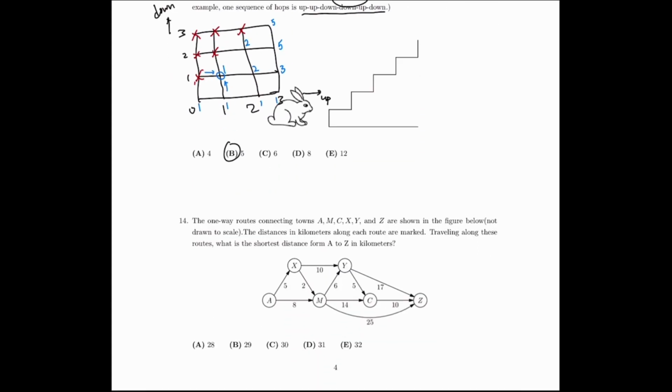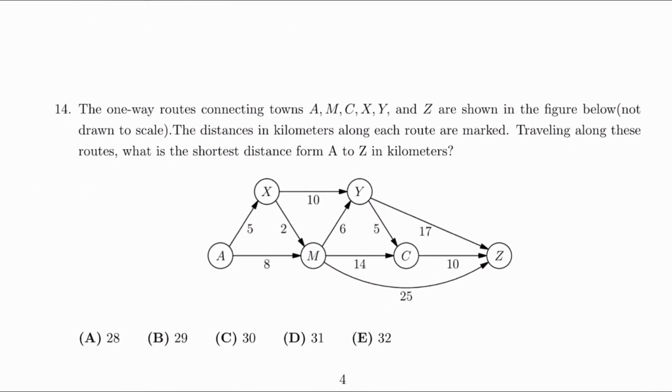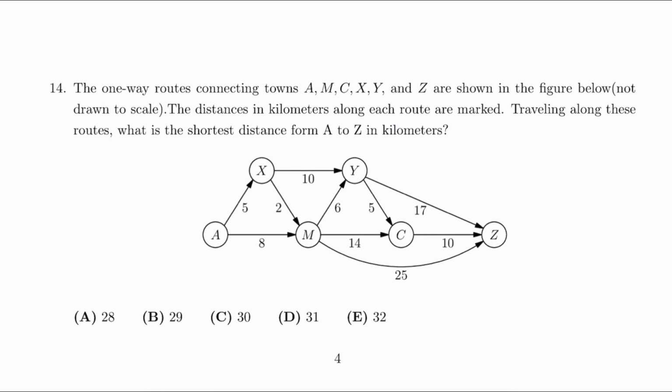All right, let's take a look at the next question. The next question says, the one-way routes connecting towns A, M, C, X, Y, Z are shown in the figure below, not drawn to scale. The distance in kilometers along each route are marked. Traveling along these roads, what is the shortest distance from A to Z in kilometers? So here is A and here is Z. Don't get fooled by the diagram, because there are various ways that we can travel to each of these cities.